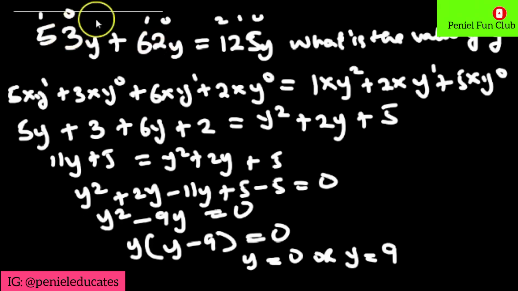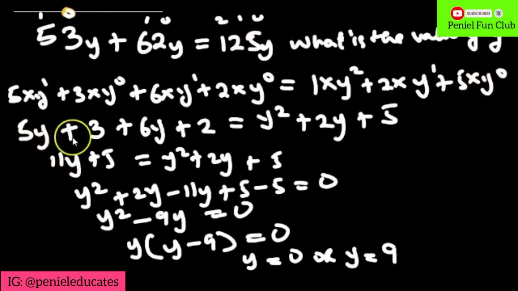Let's quickly look at this example. We are given 53 base y plus 62 base y equals 125 base y. What is the value of y? So how do we go about this? We put our indices, 0 and 1 for the two-digit numbers, and 0, 1, 2 for the three-digit one. So we have 5 times y to the power 1 plus 3 times y to the power 0, plus 6 times y to the power 1 plus 2 times y to the power 0, equals 1 times y squared plus 2 times y to the power 1 plus 5 times y to the power 0.